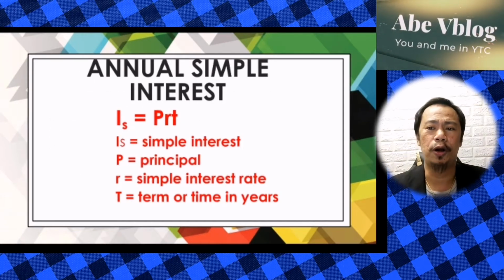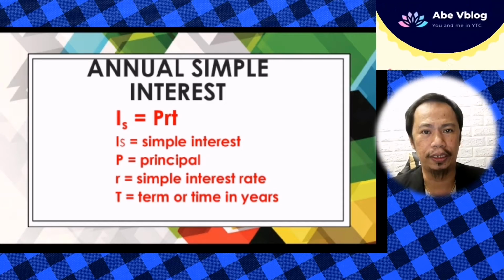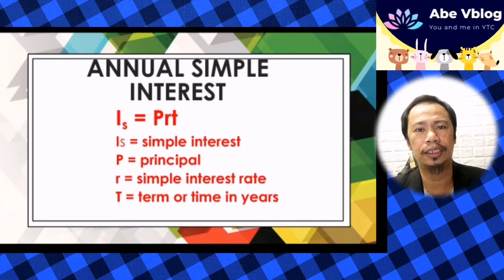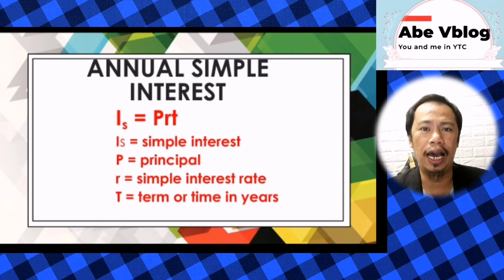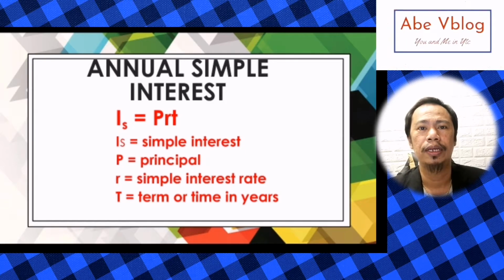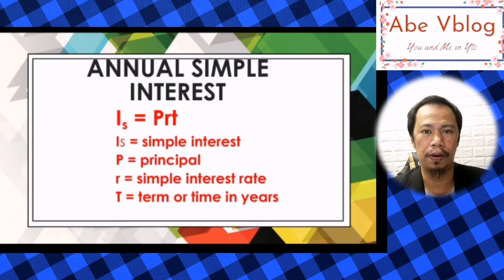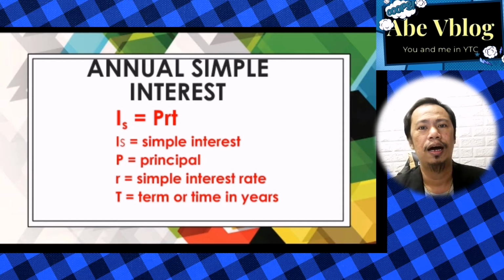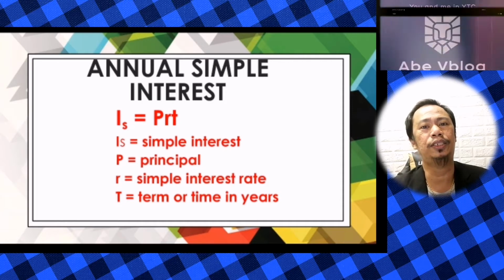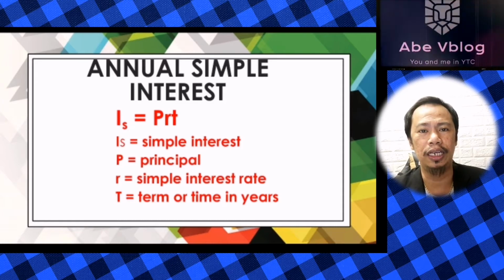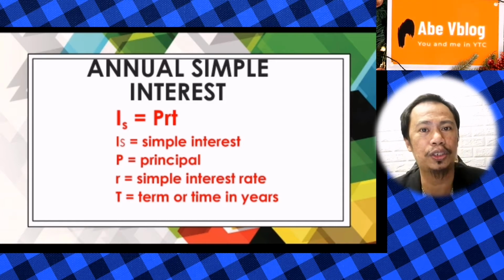What is the formula for the simple interest? The formula for the simple interest is Is = PRT. Is stands for simple interest, P stands for principal, R stands for the rate or the simple interest rate, and T for the time in a year, or the so-called term.